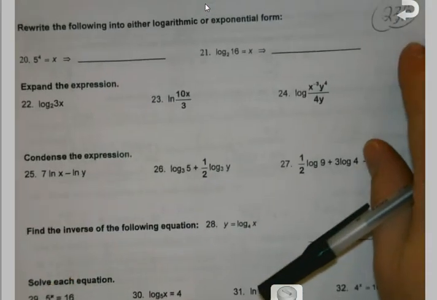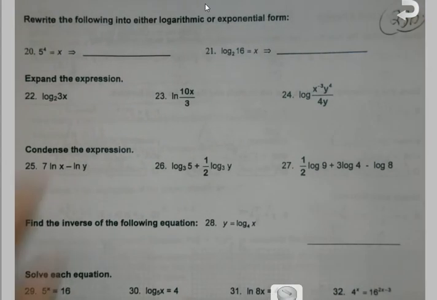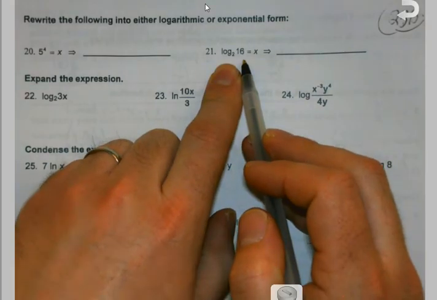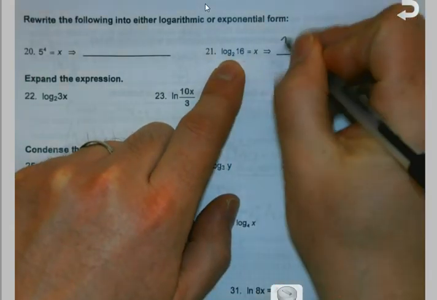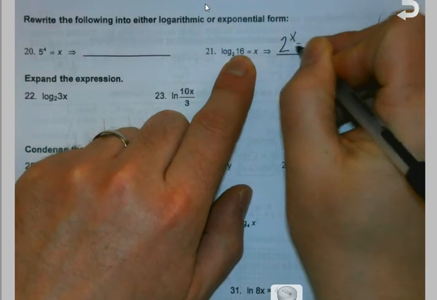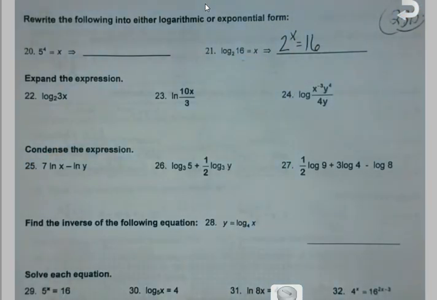Flip over here. Rewrite the following into logarithmic or exponential form. If it's already an exponential, then you need to put it into its log form. But I think a lot of you know this form better, so sometimes it might pay to do this one first. So I got my base, got my power, I got my answer. Not solving these, just setting them up.